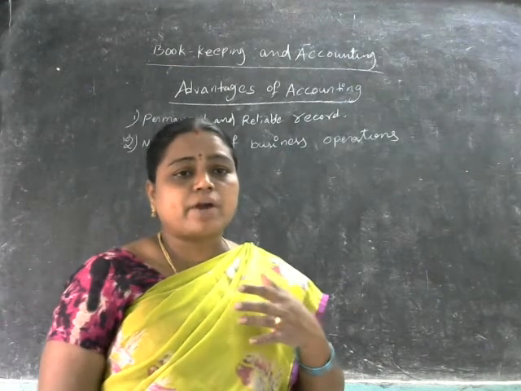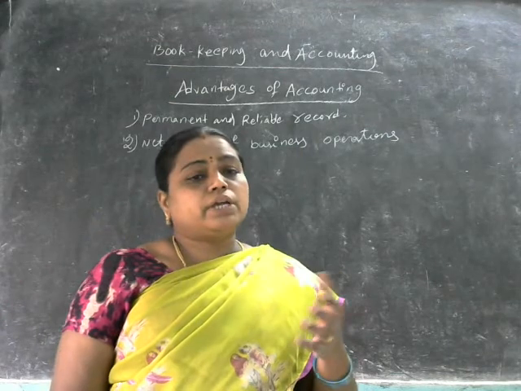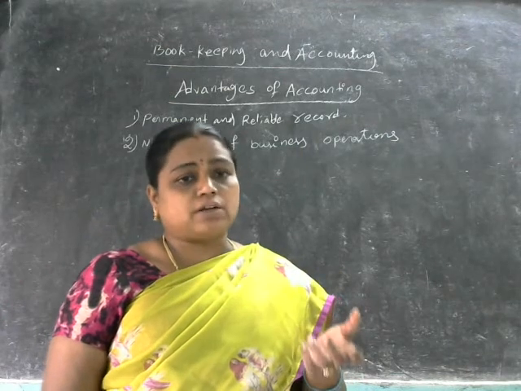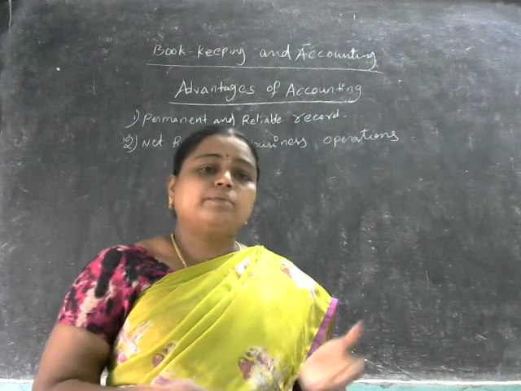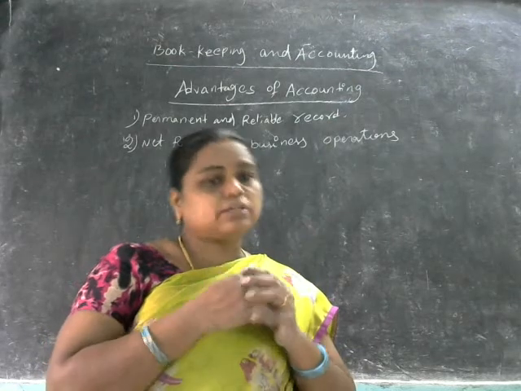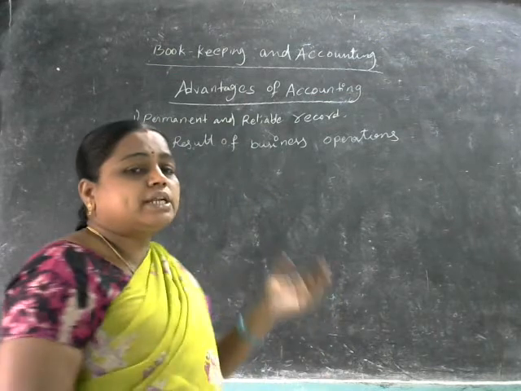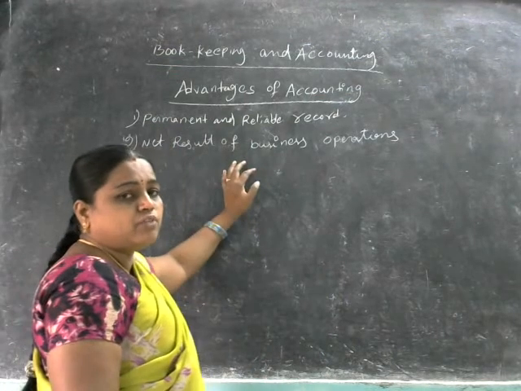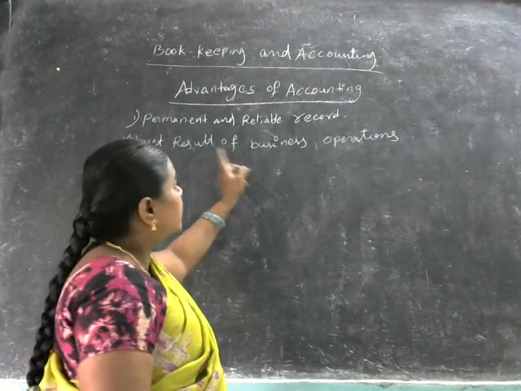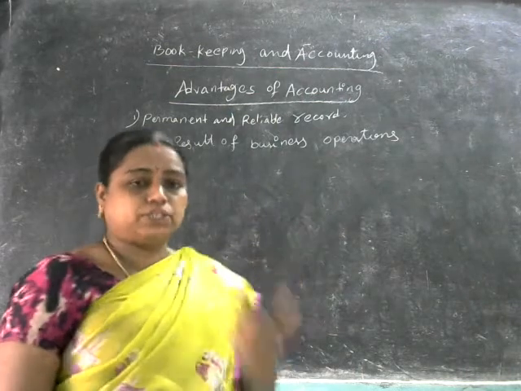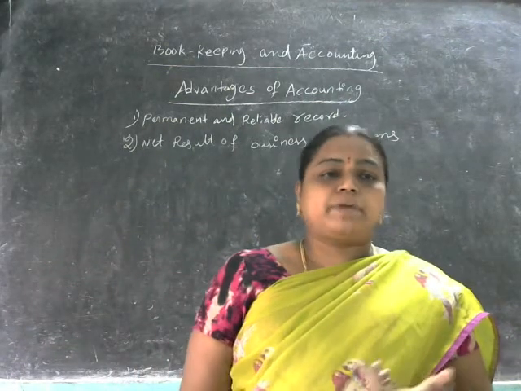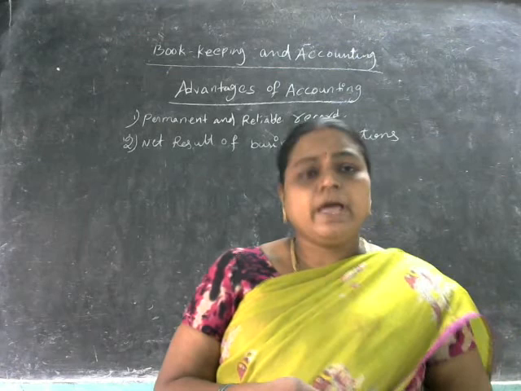Accounting is going to be providing the operational result. Operational result in the sense what here, the business firm is going to be getting the losses or the profits at one particular period of time. So that result is going to be provided by the accounting for us here. So that result is known as net results of business operations. This is the second advantage of an accounting here.